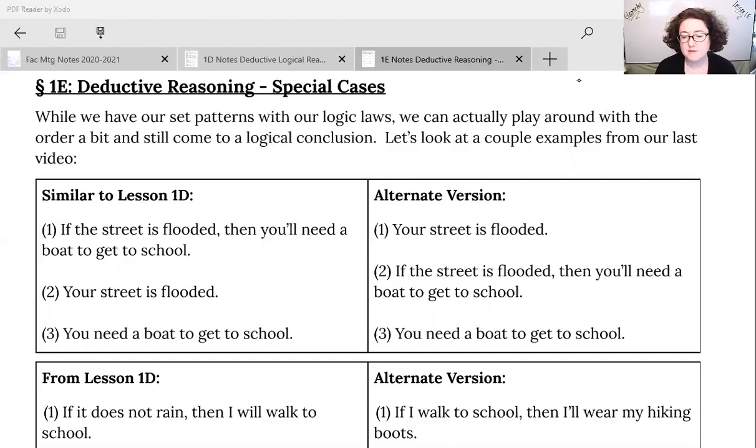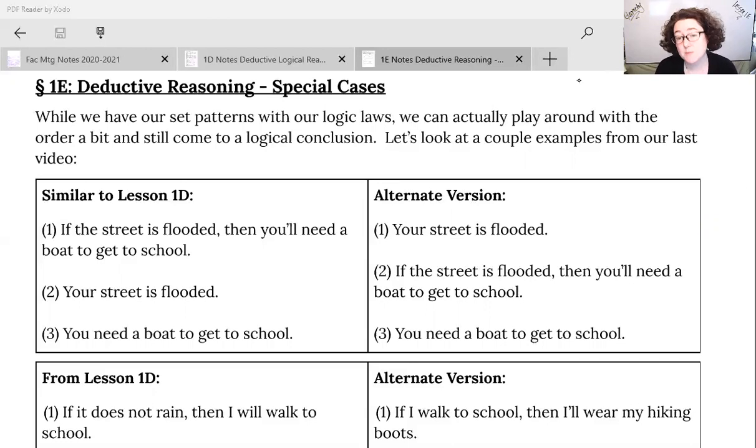So you'll notice I have a few examples on here. On the left-hand side, I have statements that we used in our previous video, or similar to our previous video, like our first one. And so I want to show you what's another way that you could see this written that it would still make a valid argument. So our first example, if the street is flooded, then you'll need a boat to school.